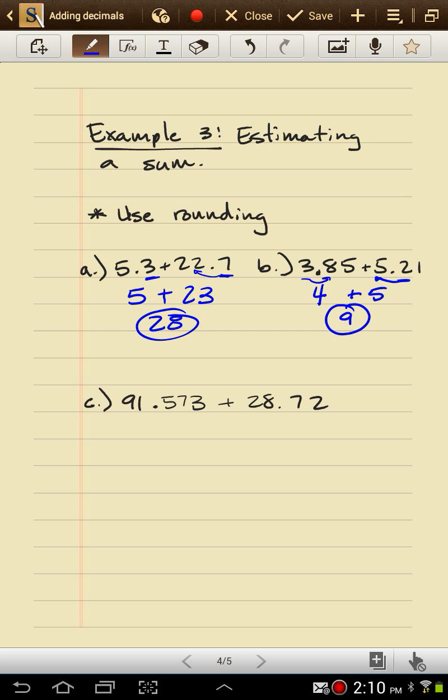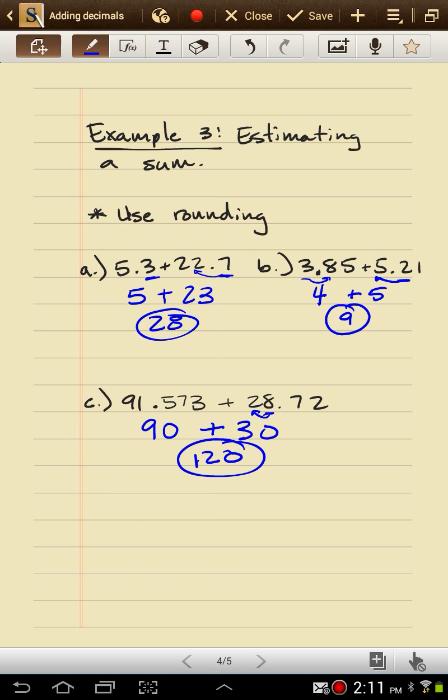Okay? And for C, now this one I have bigger numbers. So for this one, I'm going to round these to the nearest tens. So 91 is about 90. Again, I'm trying to make these easy. Plus 28.72, that's about 30. The 8 is going to make the 2 a 3, so that's going to be 30. Now 90 plus 30 is 120, and that is a lot easier to do. So when I round those, I'm trying to make them easier to do.